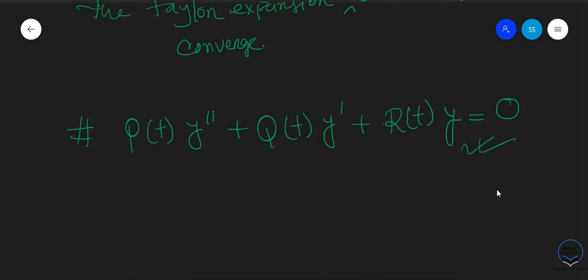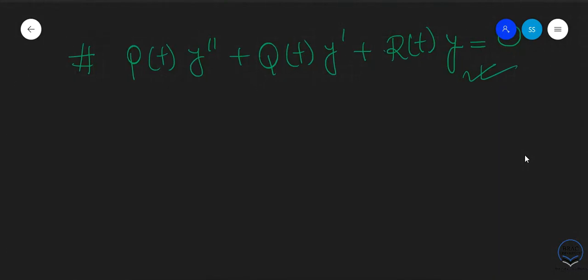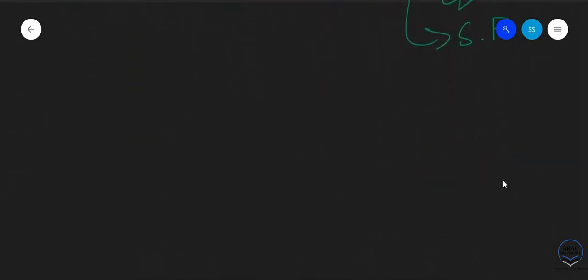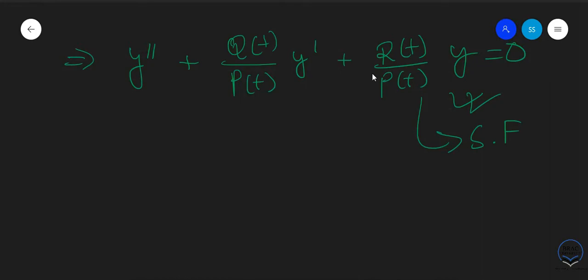So we will deal with this kind of equations, and if you write this in a standard form, that means you divide by p of t, you will get y double prime plus q of t by p of t, y prime, plus r of t by p of t, y equals 0. This is the standard form. So I'm writing it as SF, that means standard form.